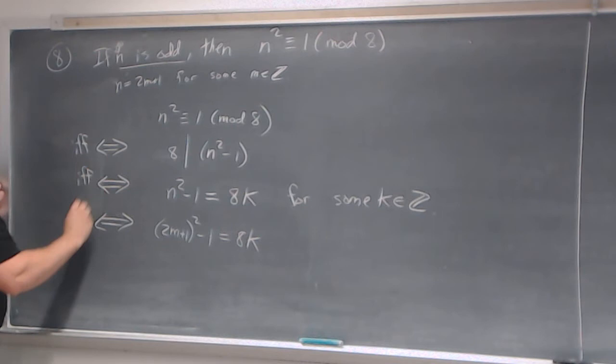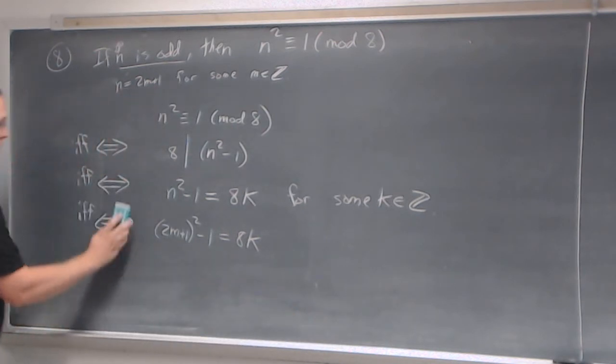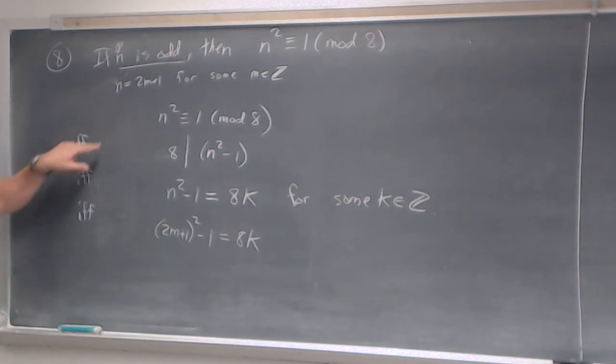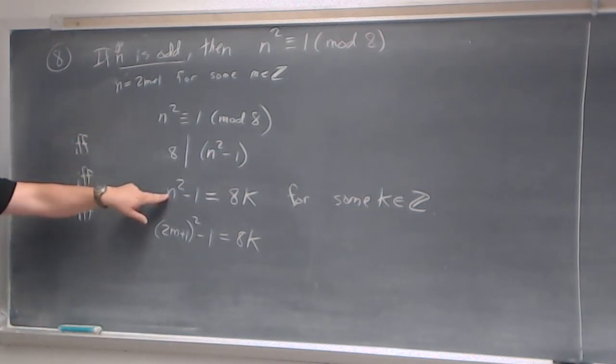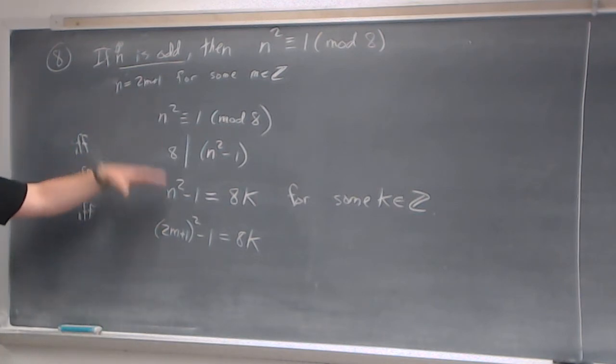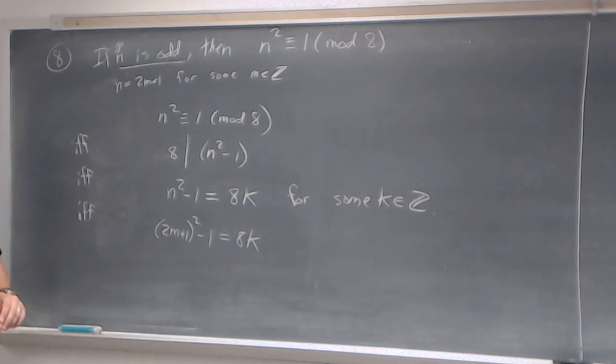Those mean the same thing. So you can do the arrows or you can do if and only if. So this is true if and only if this is true, if and only if this is true. It's called a biconditional proof. You're proving in both directions at the same time.